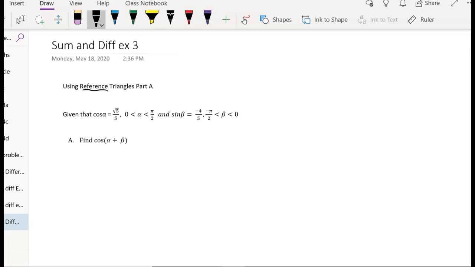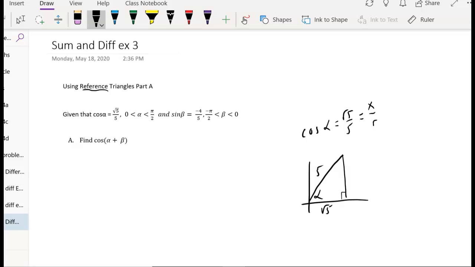Okay, so the first reference triangle is between 0 and pi over 2, so that's in quadrant 1. Let me just draw a first quadrant reference triangle. I'm going to call that my alpha triangle because it's about angle alpha. I know that for this triangle the cosine of alpha is rad 5 over 5, and this is not the unit circle. It's easier to do this without the unit circle, so by definition this is x over r, which means our x is the square root of 5 and our radius is 5, and we can find the height, or the y, by using the Pythagorean theorem.